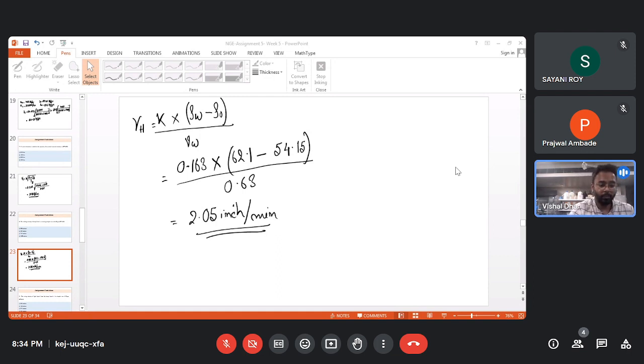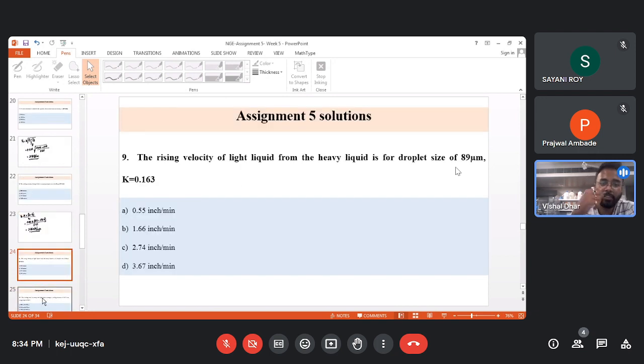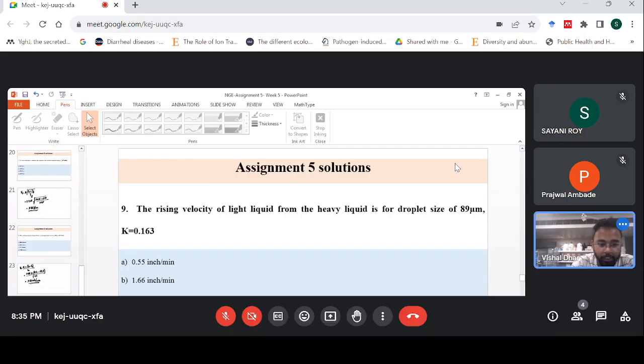Okay, so let's go to the next question. The rising velocity of light liquid from the heavy liquid, for droplet size 89 micrometer, K equal to 0.163. The four options are 0.55 inch per minute, 1.66 inch per minute, 2.74 inch per minute, and 3.67 inch per minute. Try once from your side, then after 2 minutes I will be solving it.